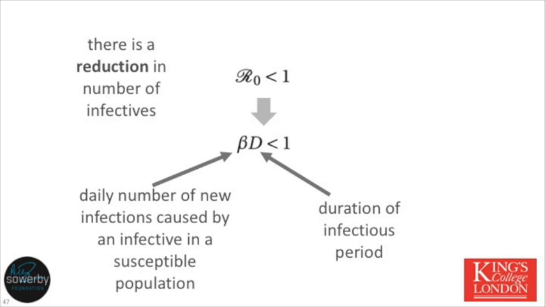If he has infected more than one person by that time to compensate for his own recovery, then the epidemic will grow. If on average he has managed to infect less than one person, then the epidemic is on the wane.